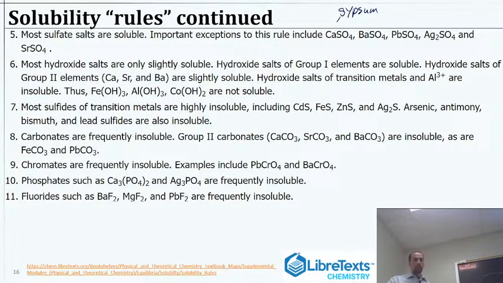Most sulfides of transition metals are highly insoluble. So cadmium sulfide, iron sulfide, zinc sulfide, silver sulfide, arsenic, antimony, bismuth, lead sulfides, all pretty much insoluble. Carbonates are often insoluble. A few examples there. Chromates, often insoluble. So lead chromate. Chromate being chromium plus 4 oxygens. So those as part of the salt. Phosphates, such as calcium phosphate, Ca3(PO4)2, and silver phosphate, frequently insoluble. Fluorides, frequently insoluble.